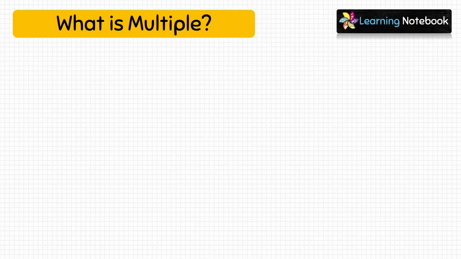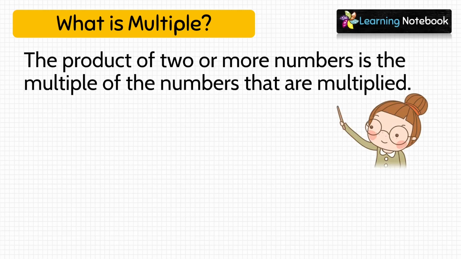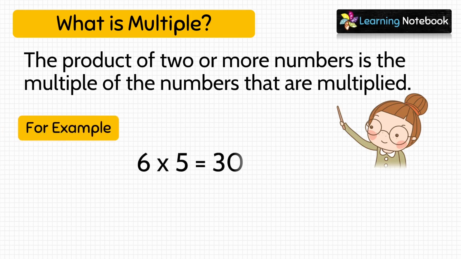So let's start and first understand what is multiple. The product of two or more numbers is the multiple of the numbers that are being multiplied. Let's understand this with the help of a few examples. 6 into 5 equals 30. So here the product of 6 and 5 is 30. So 30 is the multiple of 6 and it is also the multiple of 5.